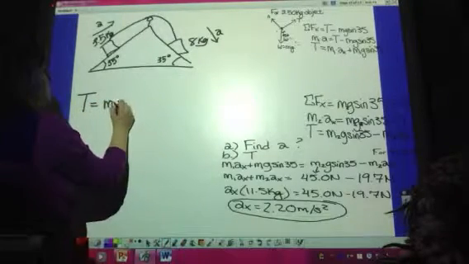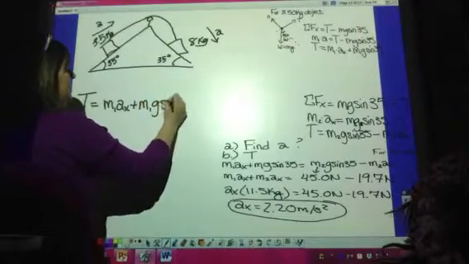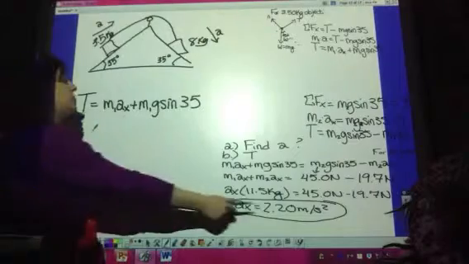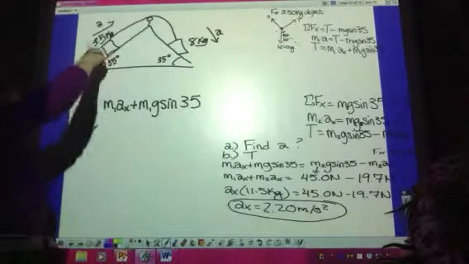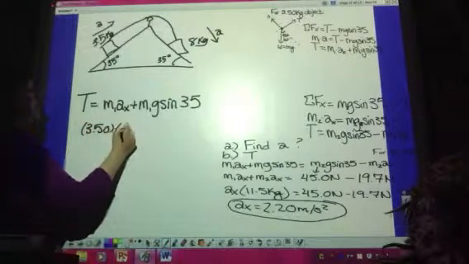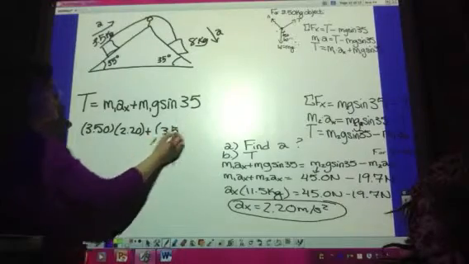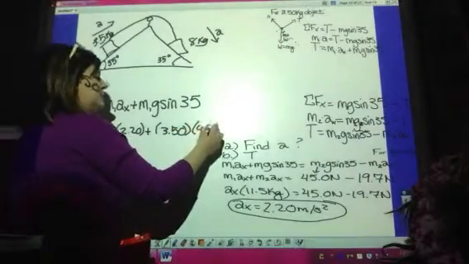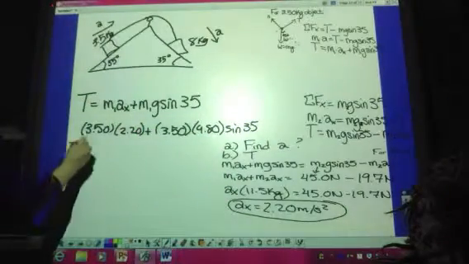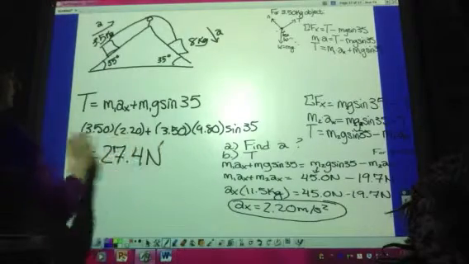So we had m1 times ax plus m1g sine 35. So now I know the acceleration is 2.2. I know the mass of that first object we said was 3.5, so I could do my 3.5 times 2.2 plus my 3.5 times acceleration due to gravity times sine 35. And if I do that, we should get the tension to be equal to 27.4 newtons.